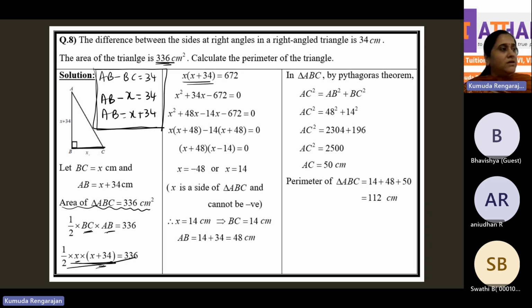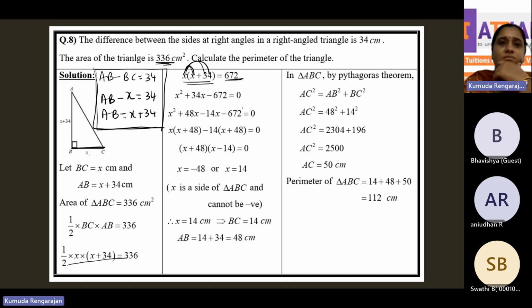So X into X plus 34 is equal to this. When you cross multiply, what will happen to 2? This 2, you will multiply here, right? 336 into 2, that's how you get 672. So X into X plus 34 is equal to 672. Now multiply: X into X is X square plus 34X. X square plus 34X is equal to 672. Then bring everything to one side, equal to 0.